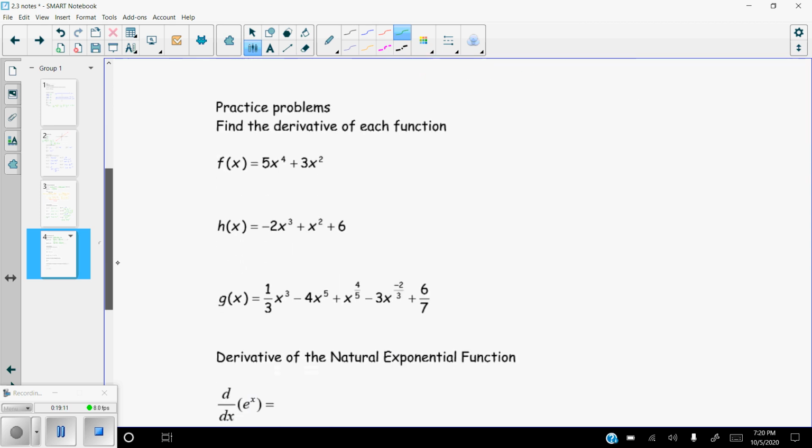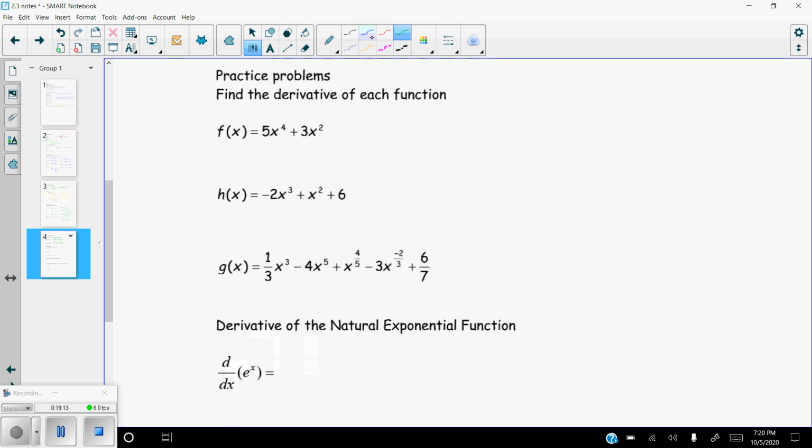So let's look at the practice problems. For the first one, f of x is 5x to the 4th plus 3x squared. So 5x to the 4th's derivative is going to be 20x to the 3rd. 3x squared's derivative is going to be 6x, and since I'm adding, I just add. That's it. I took the derivative of each piece independently, and I've gotten my derivative of f prime of x. Okay, same idea for h.